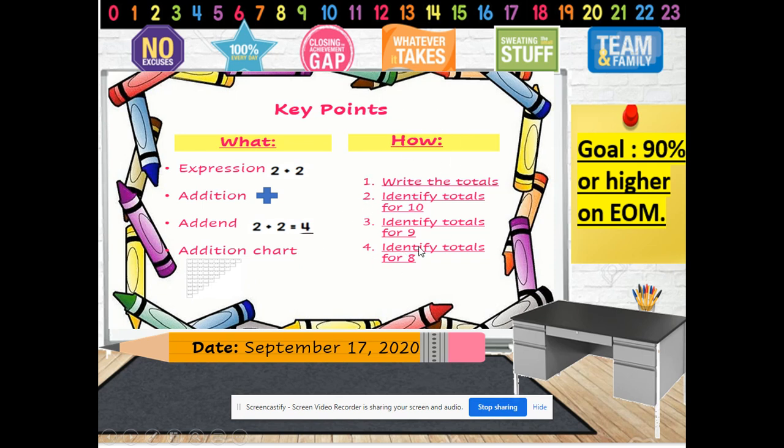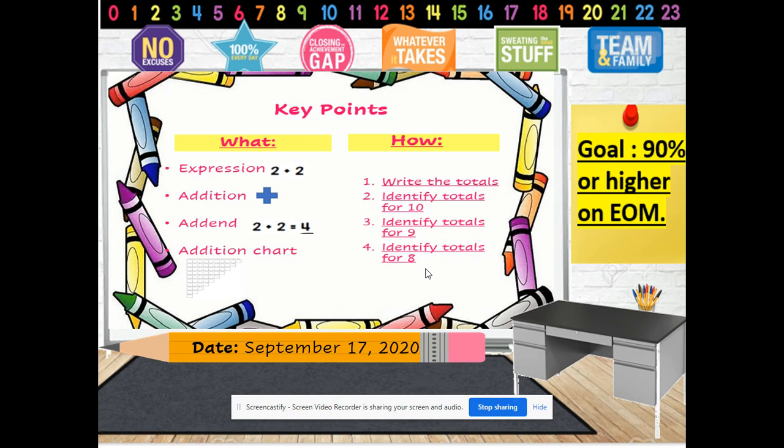How are we going to be successful today? How are we going to be able to solve today's problems? Well, first, we're going to write the totals in the addition chart to make sure that we don't miss anything. Then 2, we're going to identify totals for 10. 3, we're going to identify the total for 9. And 4, identify totals for 8.